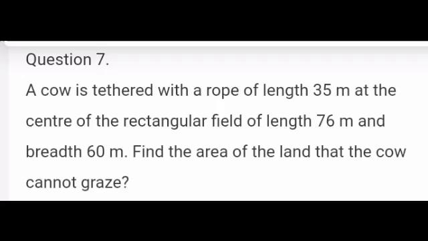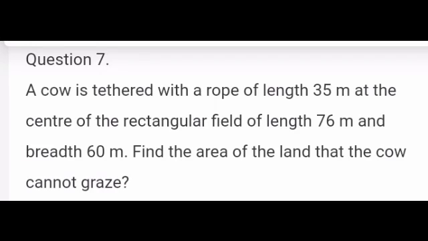Okay. Question number 7. A cow is tethered with a rope of length 35 meter at the center of the rectangular field of length 76 meter and breadth 60 meter.